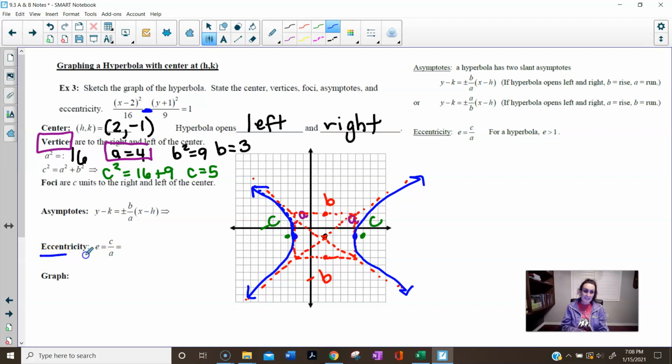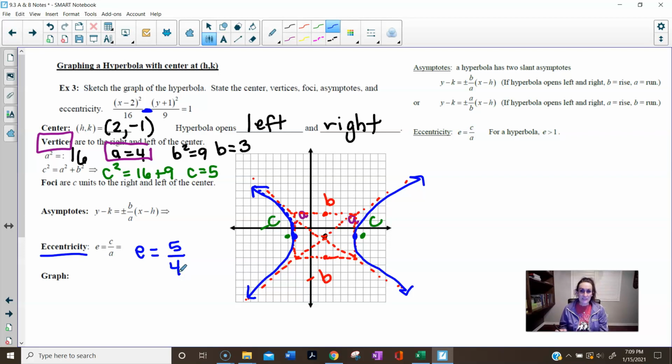Now let's talk about eccentricity. Eccentricity is the curvature of the graph. It should be greater than 1 for the hyperbola. So for ellipses, eccentricity is between 0, and a circle is exactly 0. And then we look at how the curve changes. So this is going to curve out to C over A. So the eccentricity is going to equal C, which is 5, over A, which is 4. It should always be greater than 1.